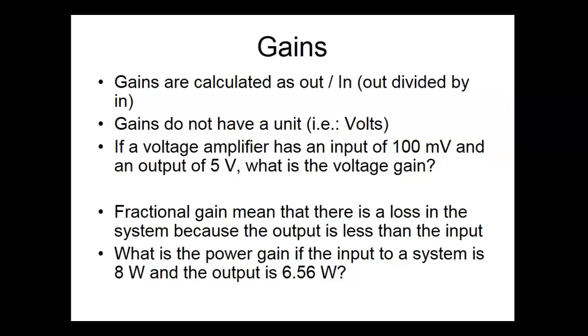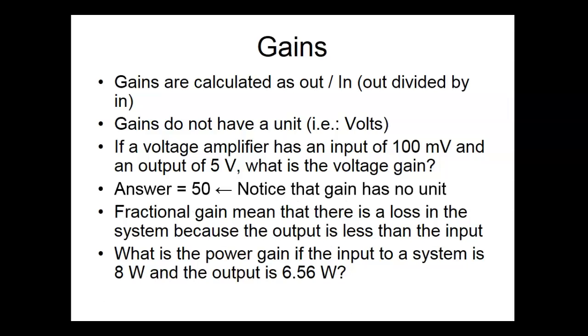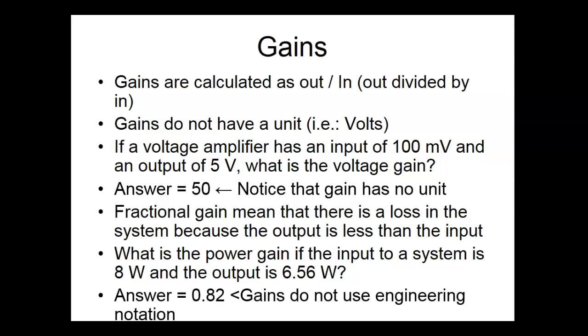So what would be the gain if I'm putting 8 watts in and get 6.56 watts out? Huh? 6.56 out, 8 watts in. It's going to be less than 1. You need to cover your notes up. Out over in. What's that? 0.82. If your input is greater than your output, your answer is going to be a fraction. Right? Cover your notes up now. Notice the gain has no unit. 0.82 gain. Gains do not use engineering notation.